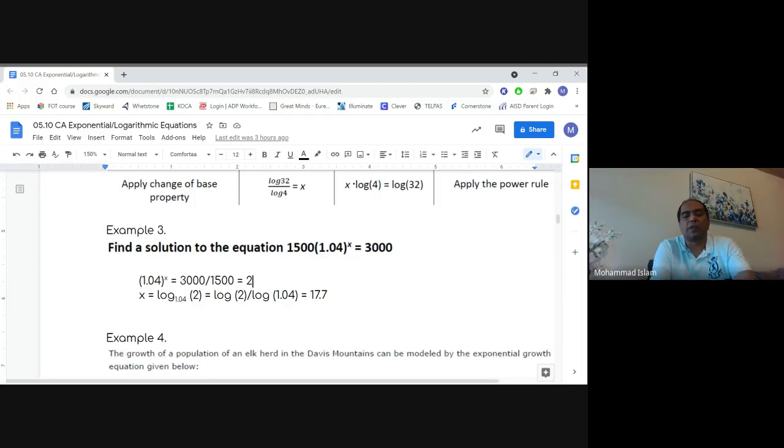If I wanted to go directly, instead of changing the base, if I want to write, for example, this thing, I'm going to just do it the other way.